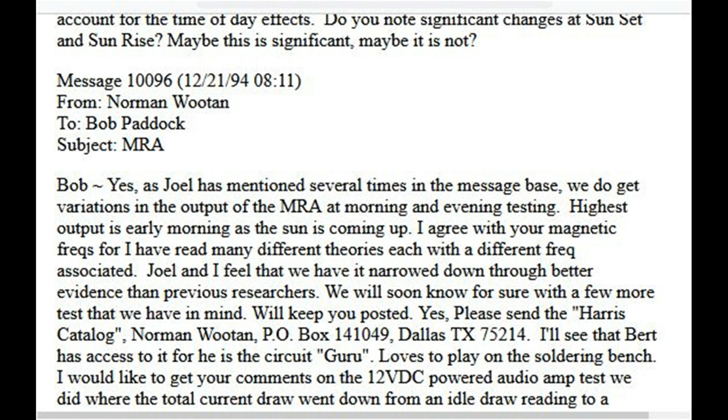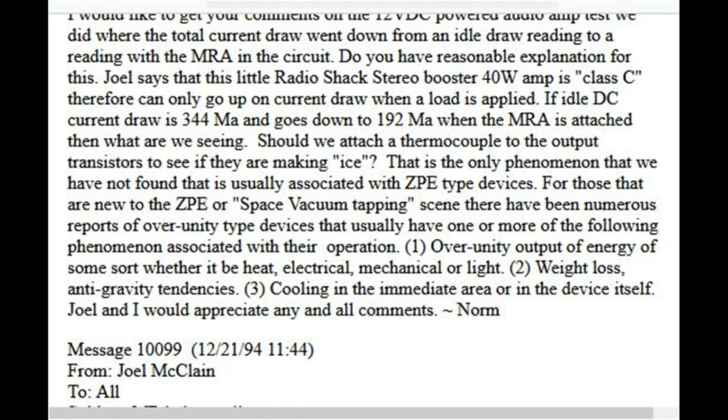I would like to get your comments on the 12 volts direct current powered audio amp test we did, where the total current draw went down from an idle draw reading to a reading with the MRA in the circuit. Do you have a reasonable explanation for this? Joel says that this little Radio Shack stereo booster 40 watts amp is class C, therefore can only go up on current draw when a load is applied. If idle DC current draw is 344 milliamps and goes down to 192 mA when the MRA is attached, then what are we seeing? Should we attach a thermocouple to the output transistors to see if they are making ice? That is the only phenomenon that we have not found that is usually associated with ZPE type devices.